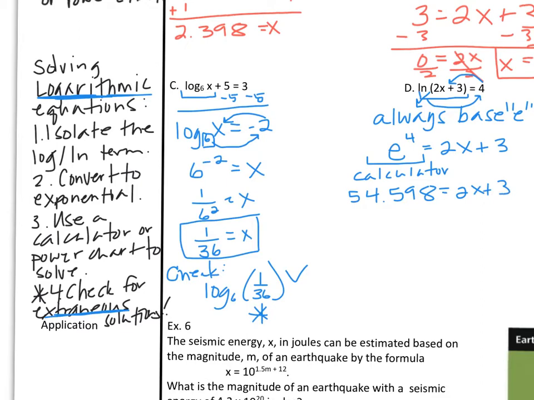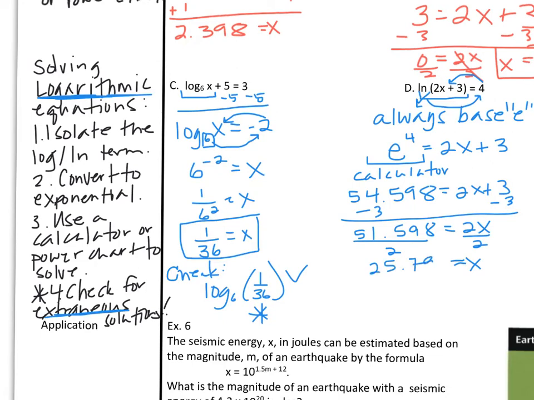To get x by itself, I'm going to subtract 3. And that gives me 51.598 is equal to 2x. Finally, to get x by itself, I'll divide both sides by 2. And we get x is approximately 25.799.